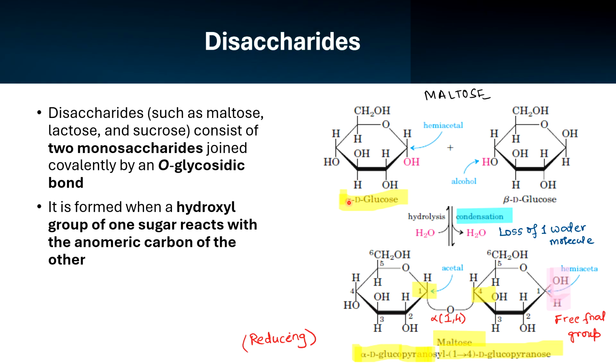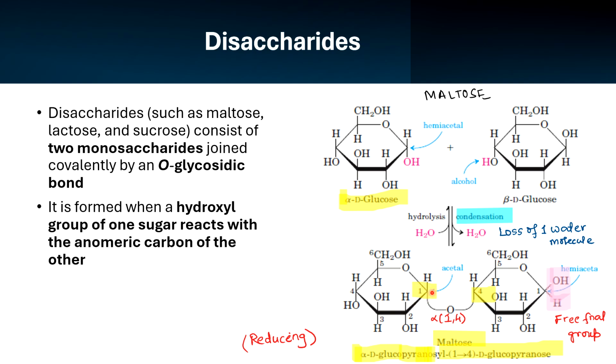Right? Now, how is this glycosidic bond formed? This glycosidic bond is formed when a hydroxyl group of one sugar reacts with the anomeric carbon of the other. Okay? It will be more clear. Let's take the example of maltose here. Now maltose is made up of two glucose units. So this is the first glucose. This is its C1, or the first carbon.